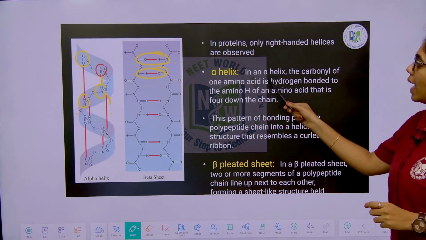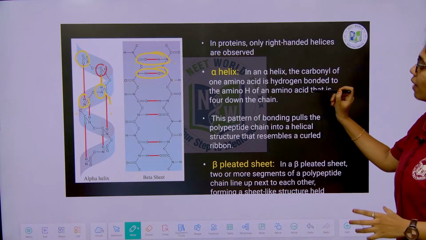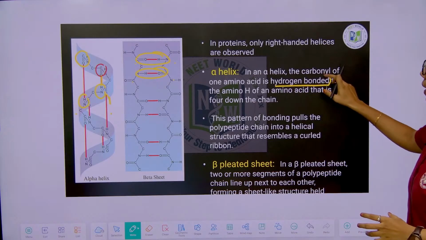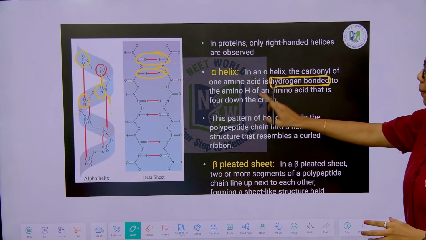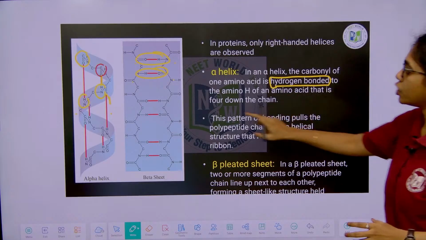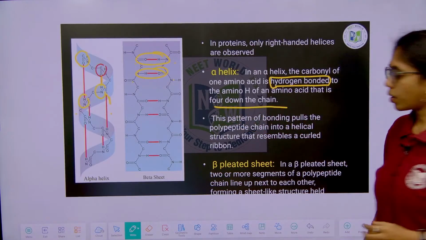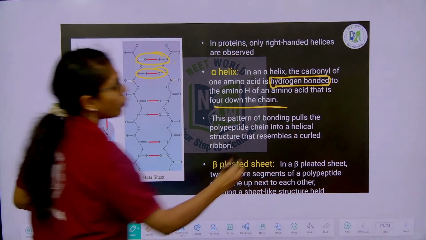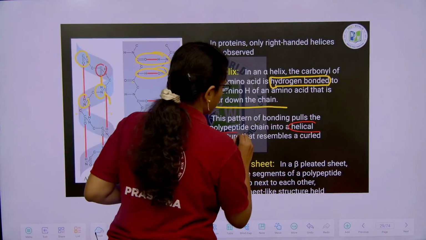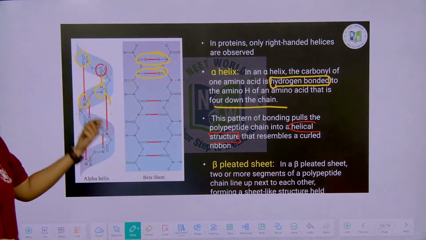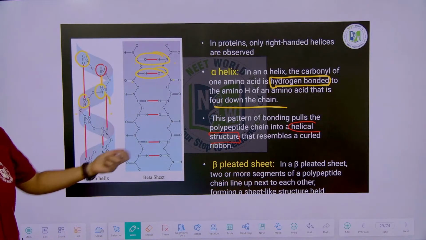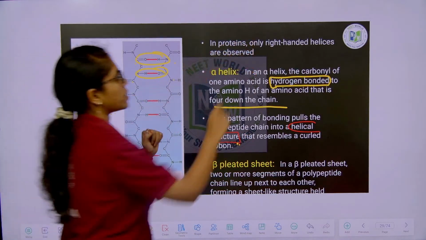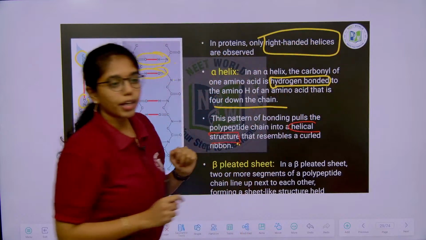Now, alpha helix, look at the theory also. In alpha helix, the carbonyl of one amino acid is hydrogen bonded to the amino hydrogen of the amino acid 4 down the chain. This pattern of bonding pulls the polypeptide chain into what structure? Helical structure. This resembles what? A curled ribbon. And what kind of helical structure can you see? Right-handed helices. Alpha helix is clear to all, no?